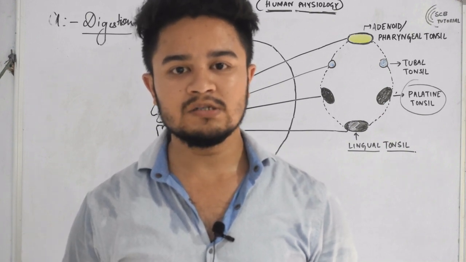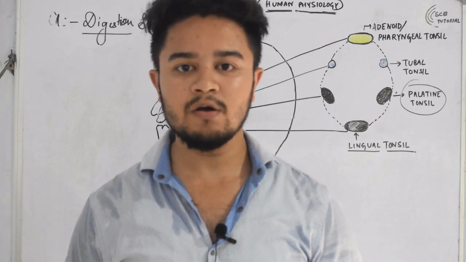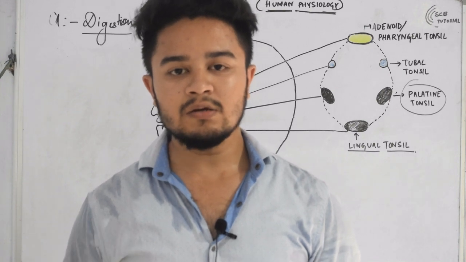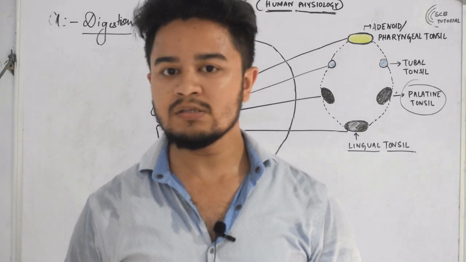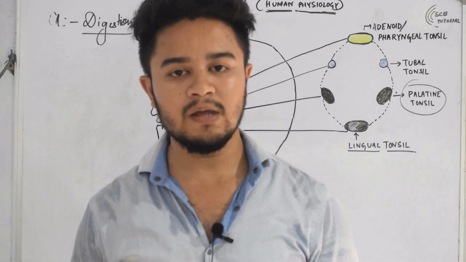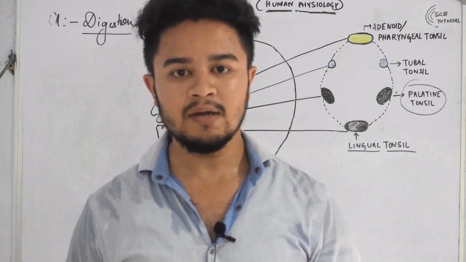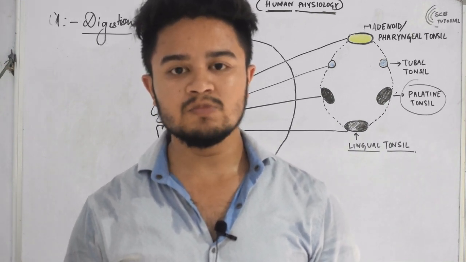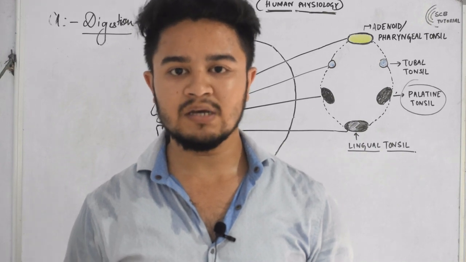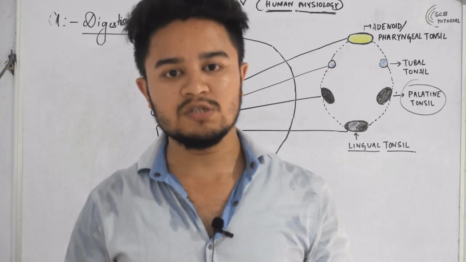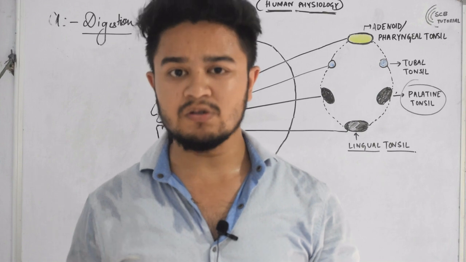So what are tonsils? Tonsils are a set of lymphoid organs, right? I think you have read about the lymphoid organs, the primary lymphoid organs, and the secondary lymphoid organs also. Primary lymphoid organs include the bone marrow and the thymus, and the secondary lymphoid organs include lymph nodes, the spleen and the tonsils, right?